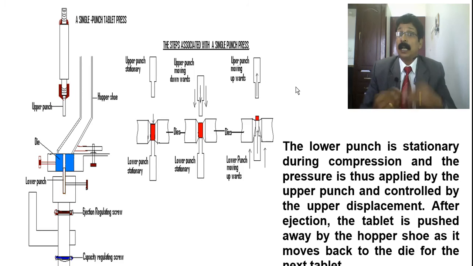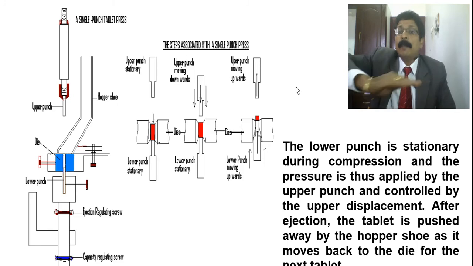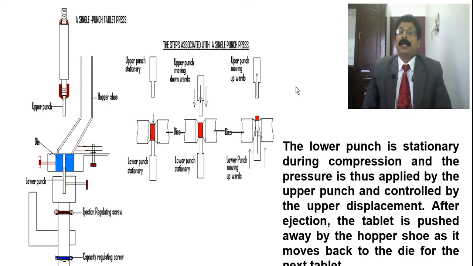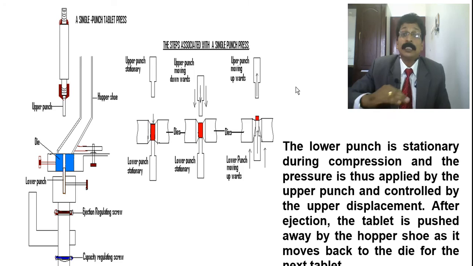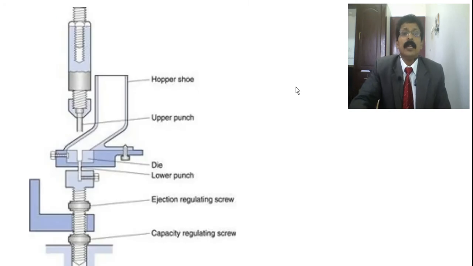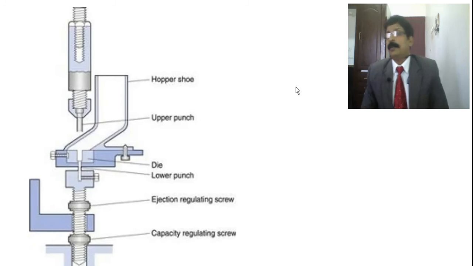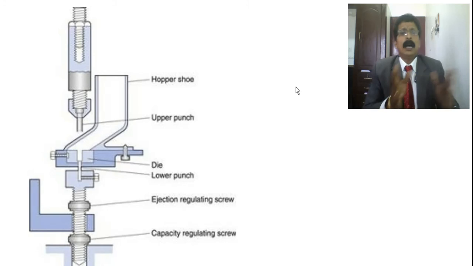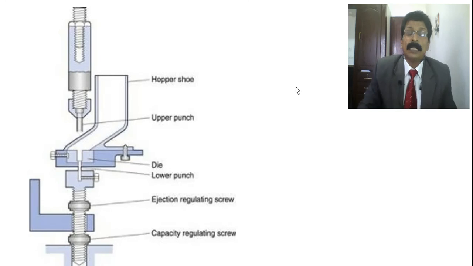After compression, the tablet will be ejected by the lower punch. The tablet will be pushed away by the hopper shoe as it moves back to the die for the next tablet. So for the next tablet, the die will be filled from the hopper, and the powder or granules will be filled by means of this movement of the hopper shoe. And this is just the same picture, taken from the internet. This is not drawn by me, just to show. It is an outline picture with the hopper, upper punch, die, as well as the ejection regulating screw and the capacity regulating screw.